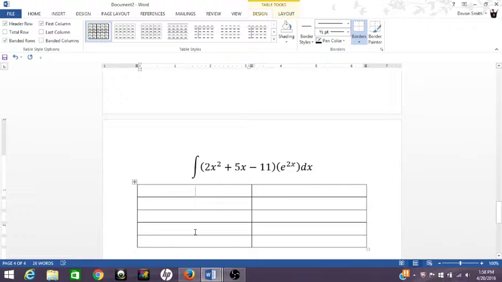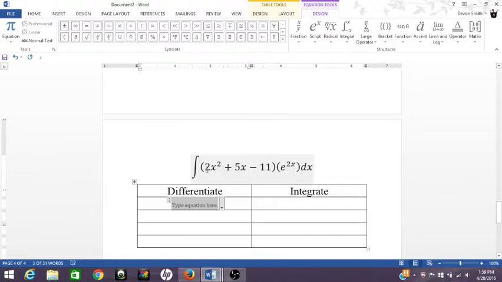The column on your left is what you're going to differentiate, so basically your U column. The column on the right is things you're going to integrate, so this is kind of like your V column. Alright, and so you're going to take your U, which is the equation on the left, 2x squared plus 5x. Then you just go down, take the derivative of that.